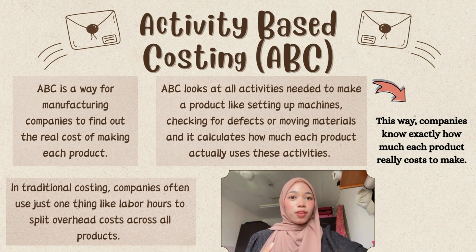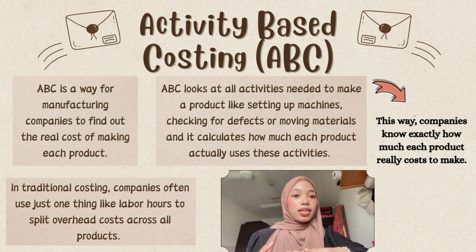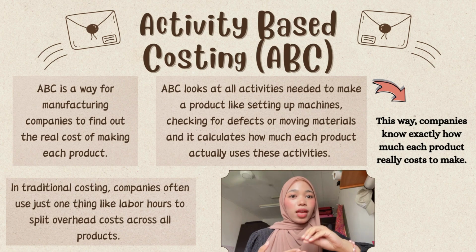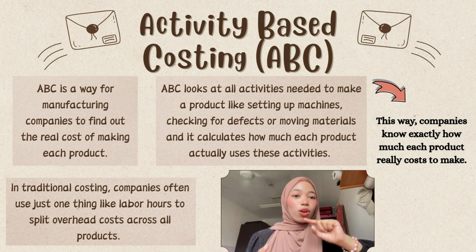Traditionally, companies use a simple way. They pick one thing, for example direct labor hours, and they assume other overhead costs follow the direct labor hours, and they use it to divide the overhead cost among all products. This method assumes that all products use the same amount of resources, which is often not true. So this is not accurate.